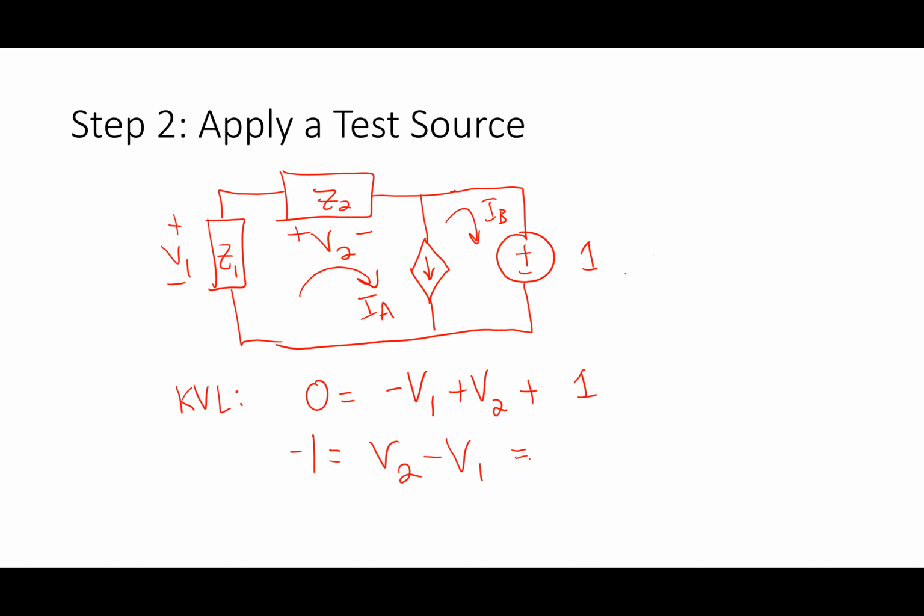Looking at it this way, what is V2? How do I put a current into that expression for V2? IA times Z2. And what about V1?